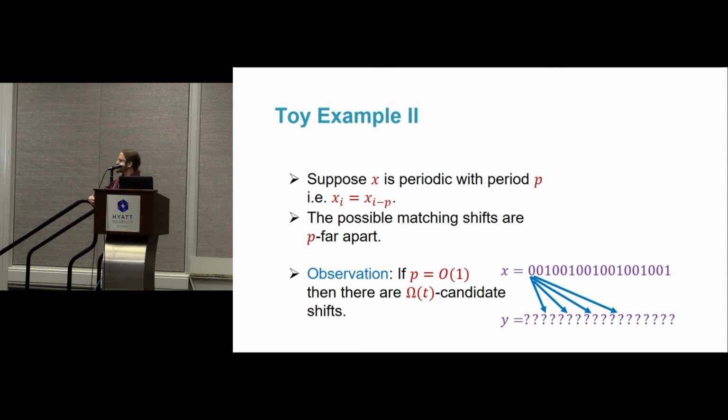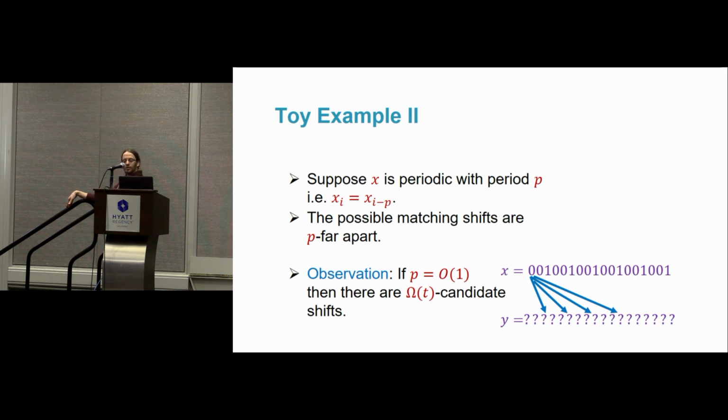So does it save us? Okay, if they are periodic, maybe there are much fewer possible shifts, but actually it doesn't help us, because if the period is very small, like in this example, if it is only of size 3, then instead of maybe 2t candidate shifts, we have it divided by 3. So we still have omega of t candidate shifts.